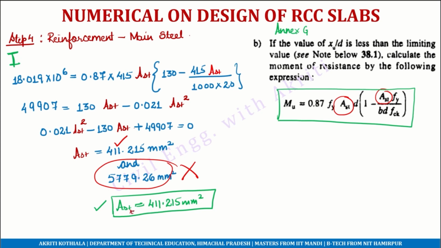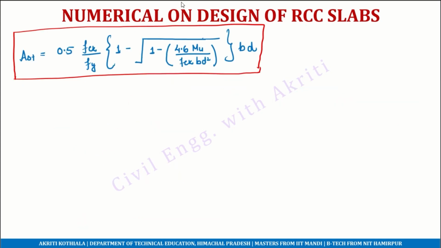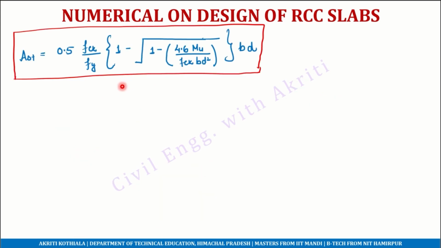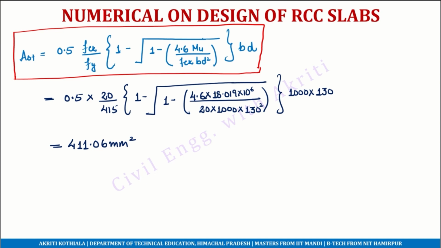This is one method with which you can calculate, but it is a very tedious method if you do not have a calculator. So what we do is simply memorize a formula, as shown on the screen. This equation has been obtained from the equation given in Annexure G itself, but in competitive exams where we do not have a calculator, it is easier to use this equation and calculate the value of Ast. When I substitute the values in this equation, I obtain 411.06 millimeters square.